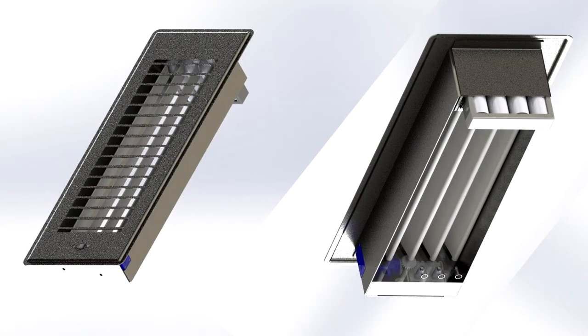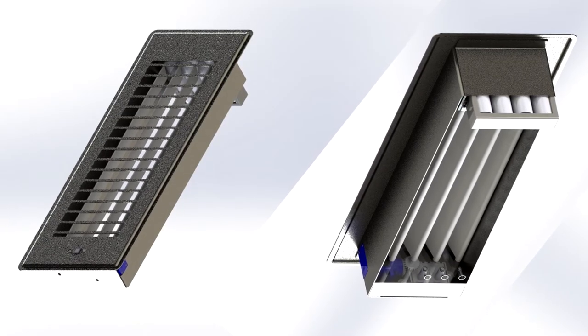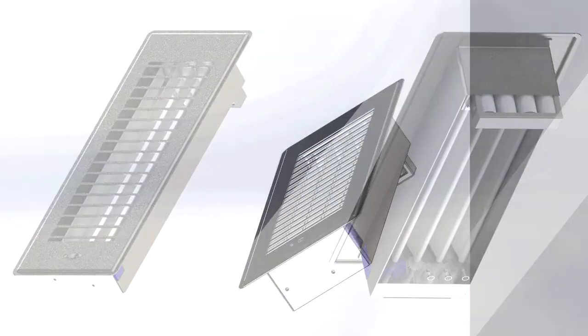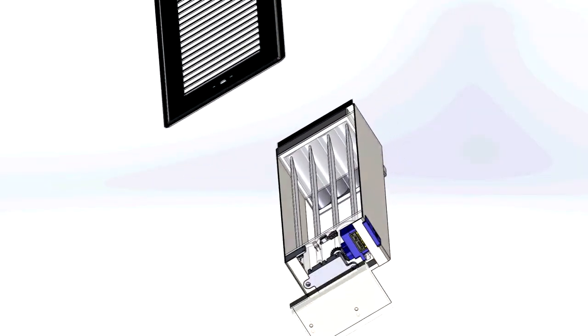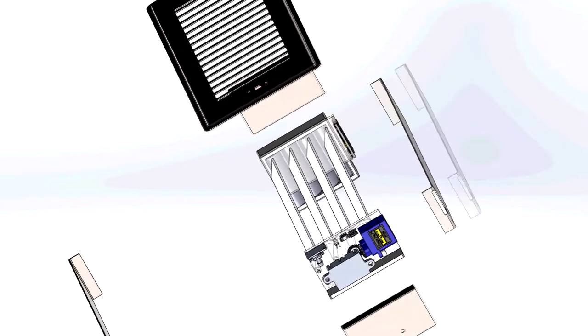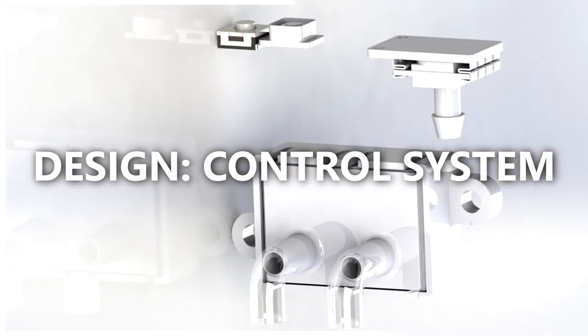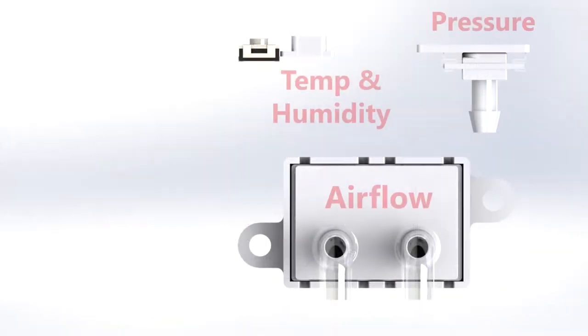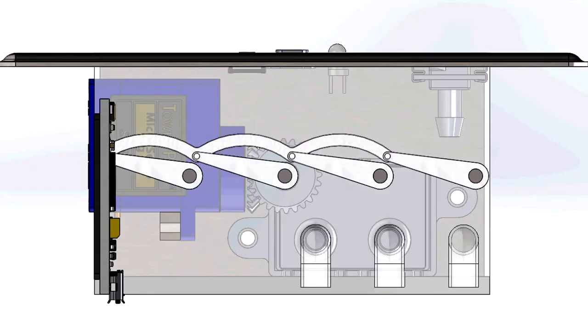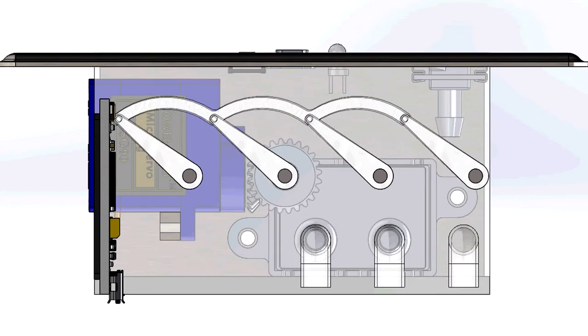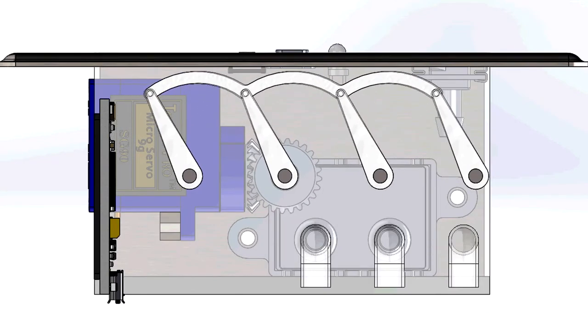The cage, including the vent cover, is made from sheet metal and is intended to be assembled using spot welding and mass manufacturing processes such as stamping and sheet metal bending. For the control system, small, highly accurate, and low voltage sensors for temperature and humidity, pressure, and mass airflow were used in conjunction with a microcontroller to fit a standard vent size of 4x10 inches. The vent obtains its power from four AA batteries.